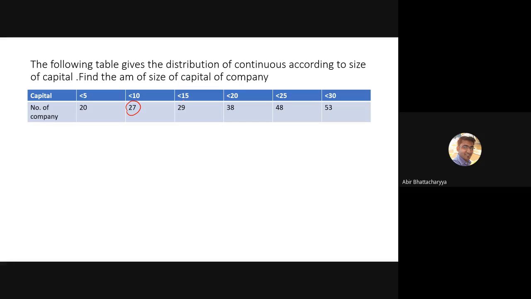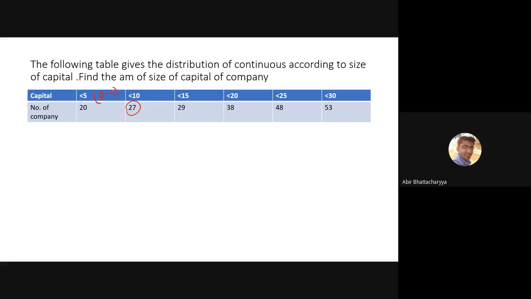So less than 15. It may be 15 crore or 10 crore, whatever. So less than 15 is having 29 companies. That means you have to use the refinement to change the data sets according to our formula. So what you can do here, less than 5 means, what does it mean? It could have been 0 to 5.